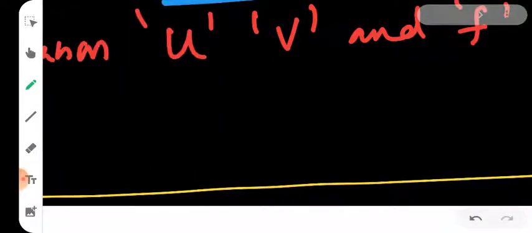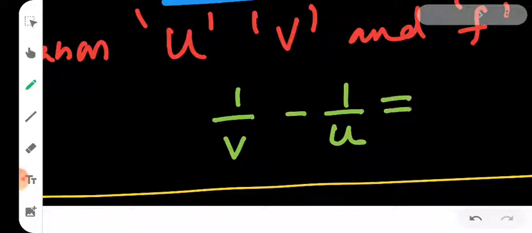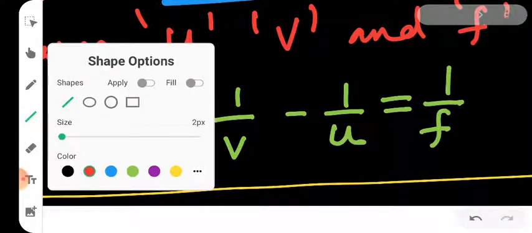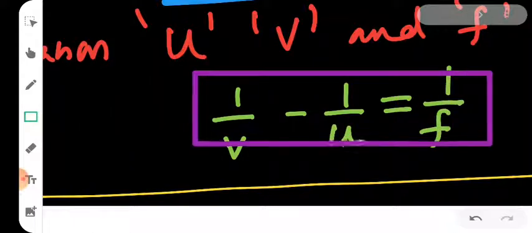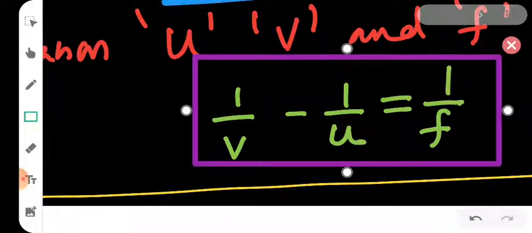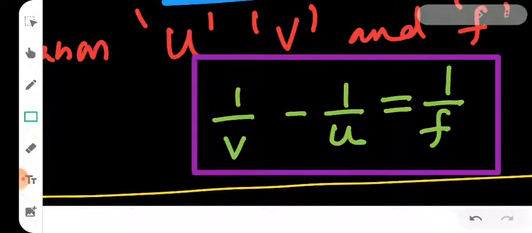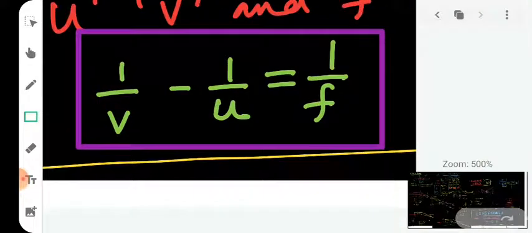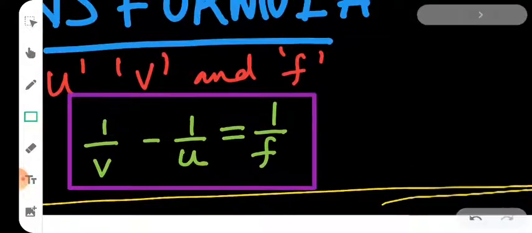And the formula is this: 1 by v minus 1 by u equals 1 over f. So there you go. There is your relation. Let me put it inside a box so that it appears to be important. What is v? It's the image distance. So let me write that down too.